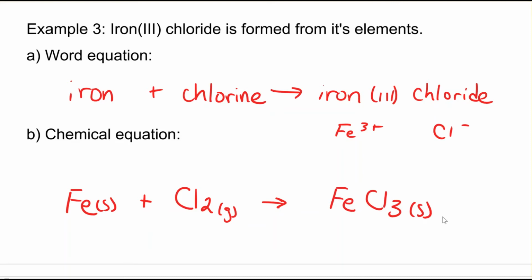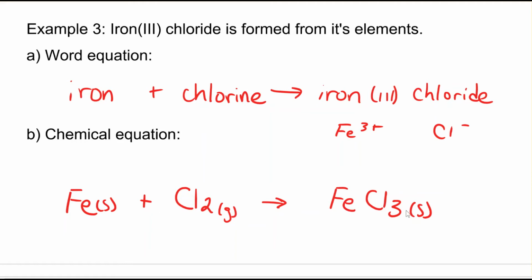And because it's an ionic compound and there is no water around, if it's not an aqueous solution, then it's going to be a solid. Okay, we're not trying to dissolve it in water. So iron, chlorine makes iron 3 chloride.